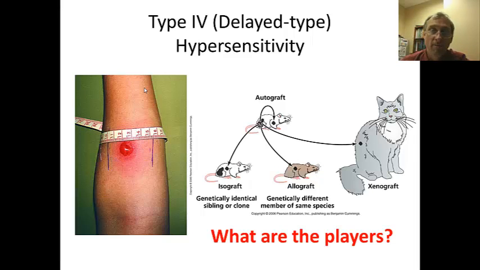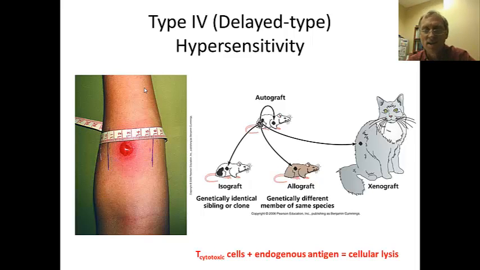And as we recall from Chapter 16, when we talked about antigens, endogenous antigens are going to be found for the most part on our own cells, but they're going to be foreign antigens which are present on our own cells. And we remember this in the context of virally infected cells. Well, what's the other player with endogenous antigen? It's not an antibody. It's a T cytotoxic cell, a cytotoxic T cell.